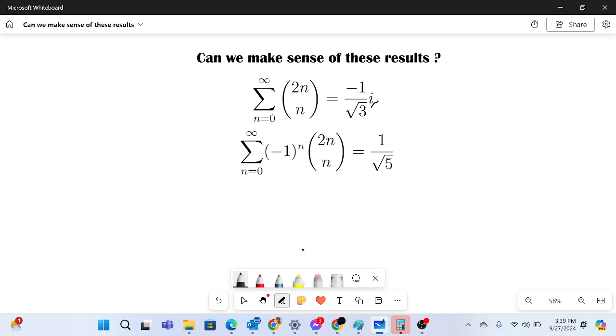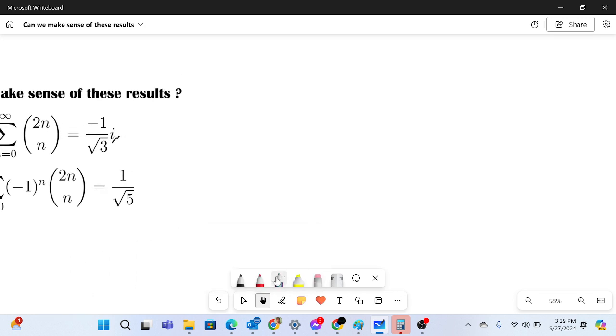So first of all, let me show you how I actually got these results, and then we will discuss more. Okay, so if you try to find a series expansion for this function, 1 by square root of 1 minus x. I'm sorry for this worse handwriting.